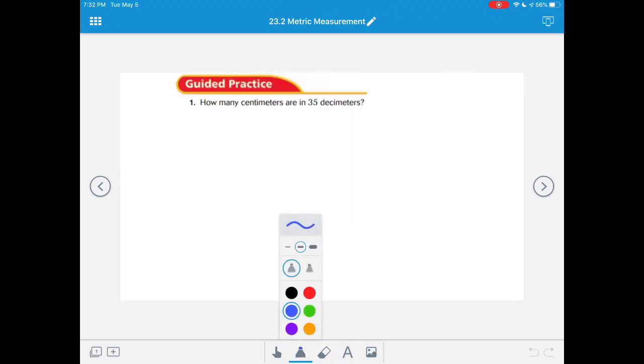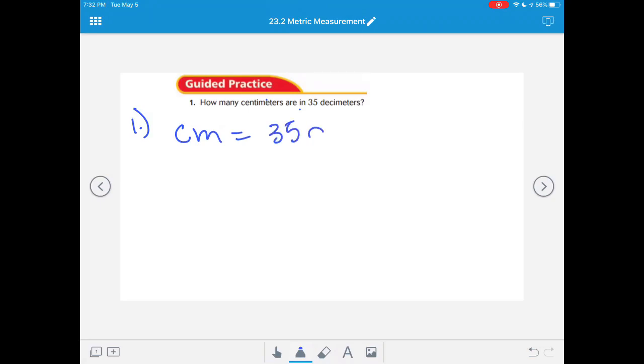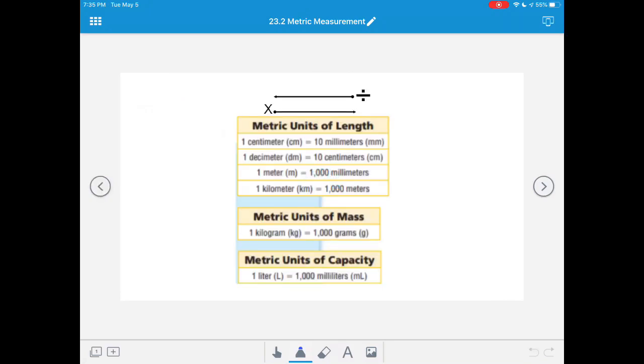Okay, so let's start our practice today applying what we have just been talking about. So number 1 says, how many centimeters are in 35 decimeters? So I need to know centimeters. How many centimeters are in 35 decimeters? In order to solve this problem, I need to take a look at my chart so I can see the proper conversions I should use. So I'm going from decimeters to centimeters.